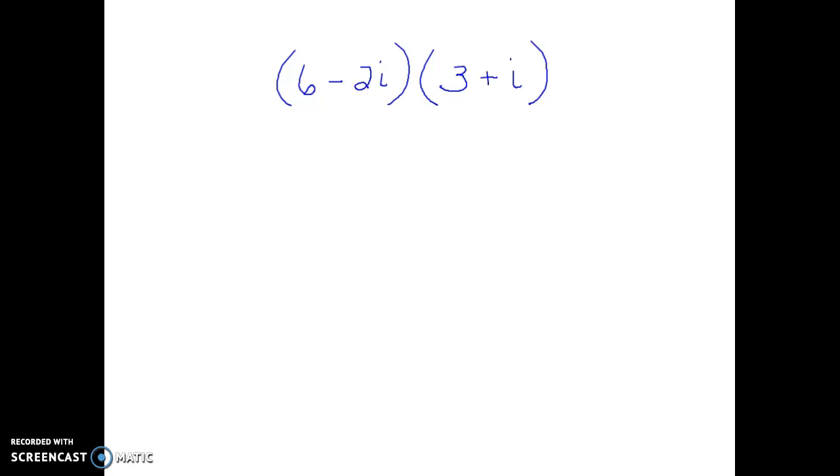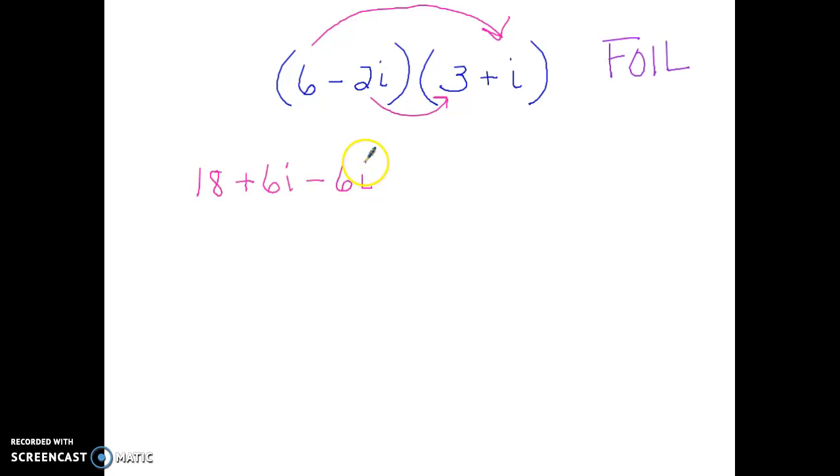This next example is a multiplication of two binomials. So in order to simplify, I need to start off with the FOIL method. So I'm going to multiply my two first terms, 6 times 3. Next I'm going to go to my outside terms. That would be a plus 6i. My inside terms, I would have a negative 6i, and then my last terms would be multiplying the negative 2i times that positive i. That would be negative 2i to the second.